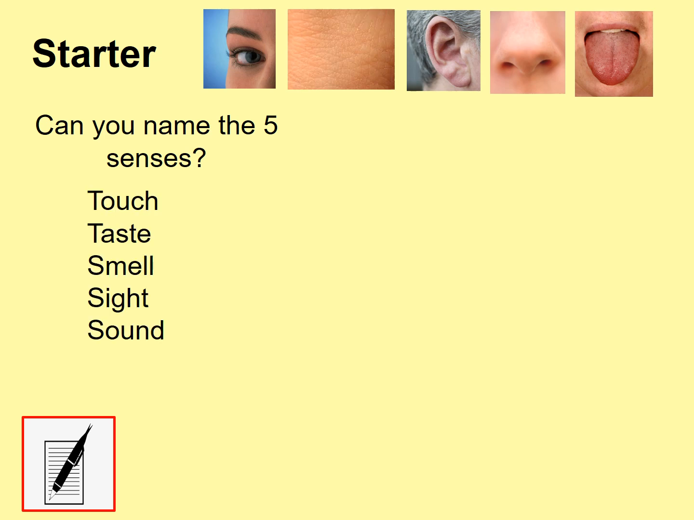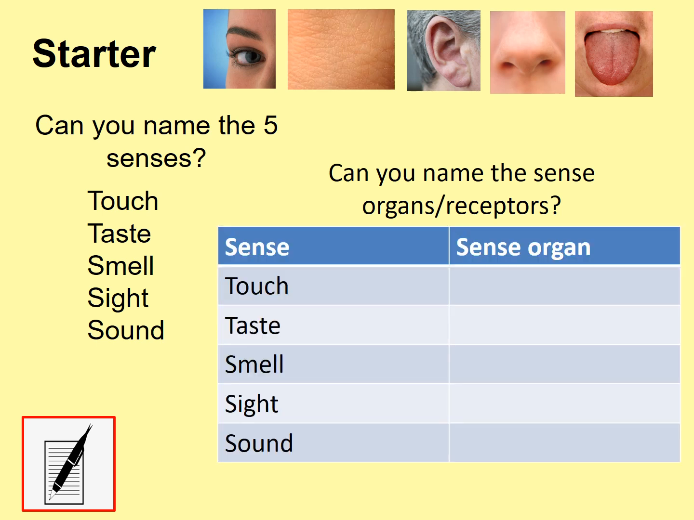Okay, so the five senses that I hope that you've all written down is touch, taste, smell, sight, and sound. So the next task that I would like you to do as part of the starter is I would like you firstly to draw this table, and then I would like you to name the sense organ that belongs to the sense. So for example, sound would be your sense organ, would be your ears. Okay, so you need to copy down the table. So I'm going to give you a little bit of extra time to do that. And then I'd like you to write these senses down and then the sense organ that belongs to it. So I'm going to give you 3 minutes, off you go.